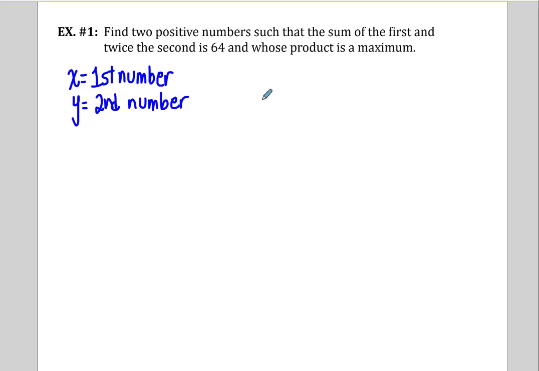So first of all, the first sentence says that the sum of the first number X and twice the second number, that's Y, has to be 64. So this is my first equation. Then the product of the numbers has to be a maximum. So I know that X times Y is going to give me a maximum, and then I understand what has to be maximized.